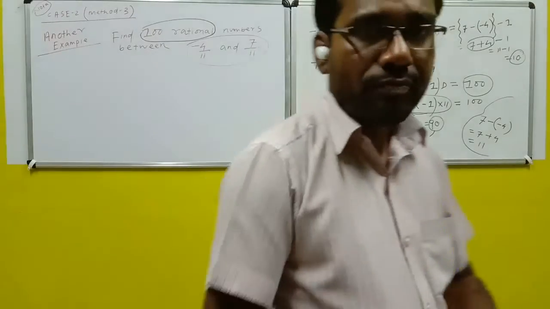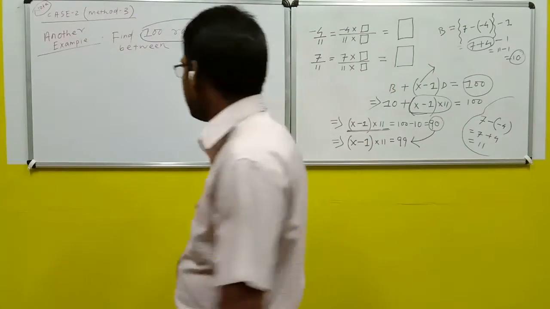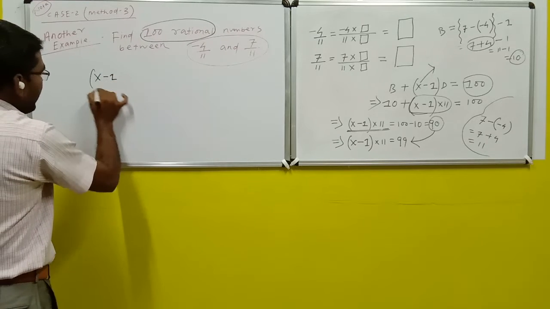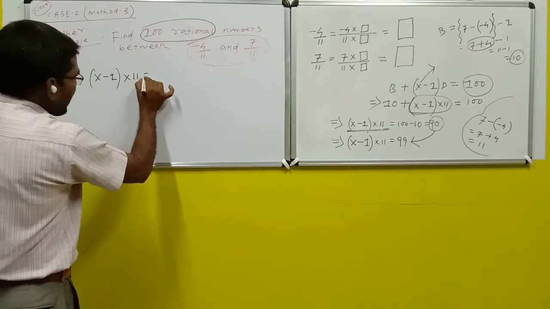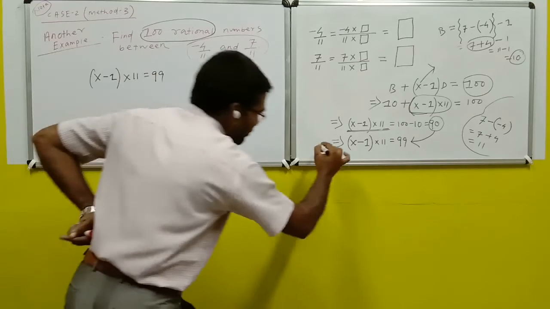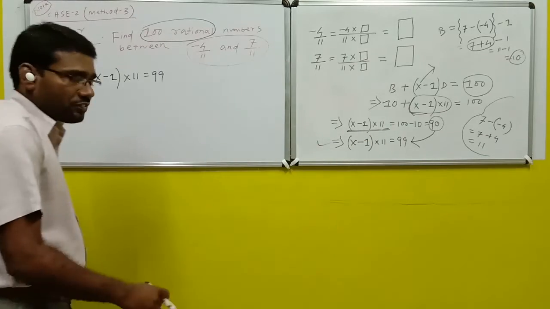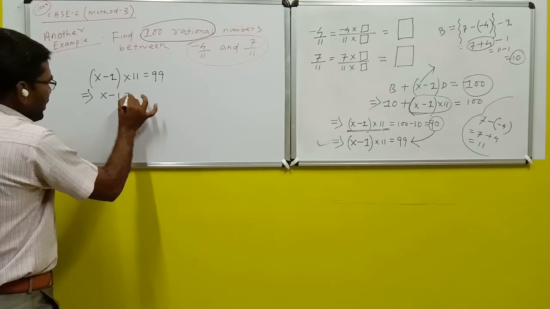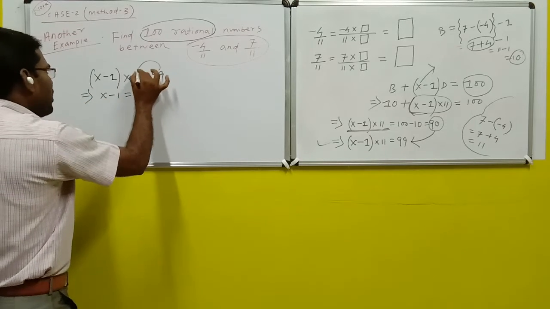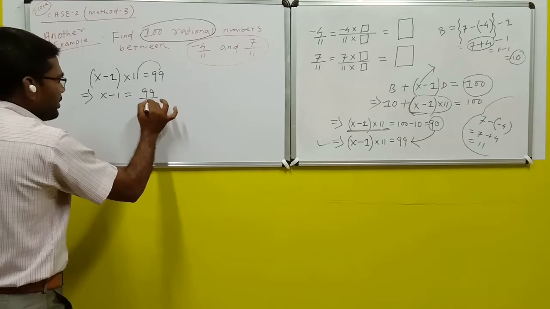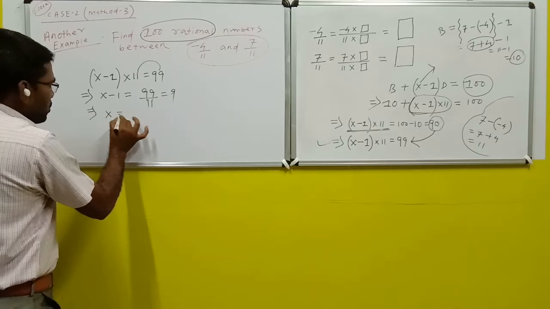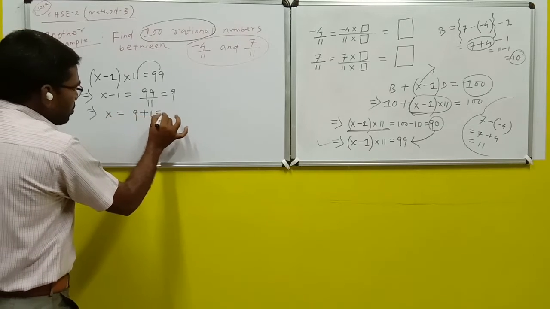So students, finally you have got x minus 1 into 11 equal to 99. Now x minus 1 will be 99 divided by 11. 99 divided by 11, that is 9. Now value of x equal to 9 plus 1 equal to 10.